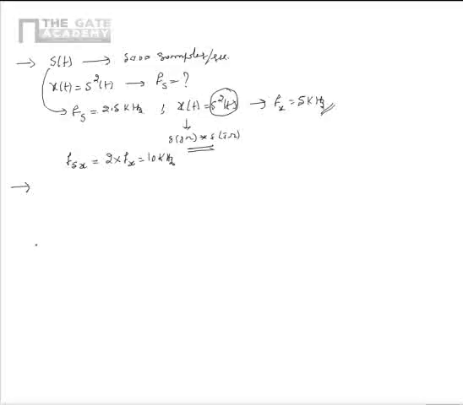Now let us consider another problem, as per which it is given that there is an all pass system H(z) whose system function is given as (z^-1 - 3∠30°) divided by (1 - 3∠-30° z^-1). It is given that this all pass filter has complex impulse response.